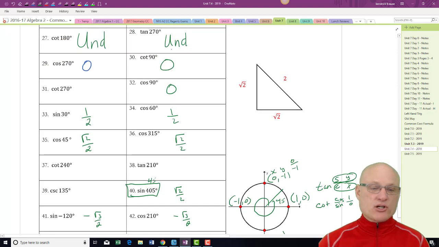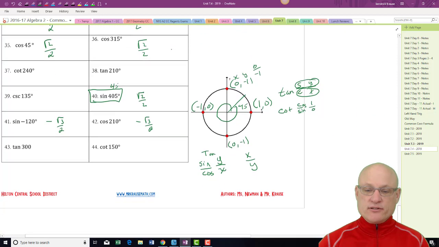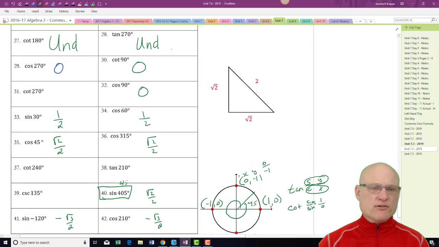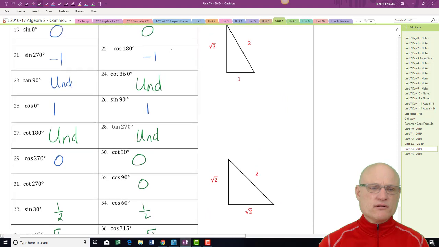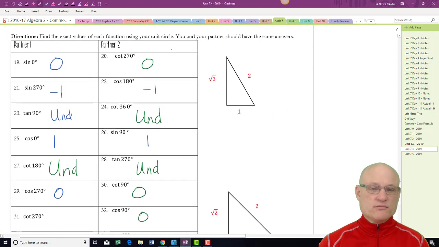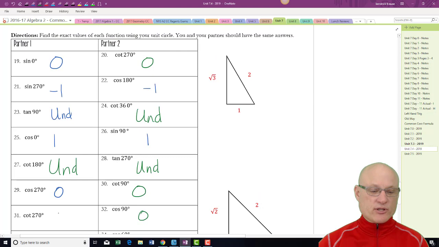Let's talk about the cotangent of 270. Oh, I did that one already. Okay, cotangent of 270 we did. It's up there, 0.